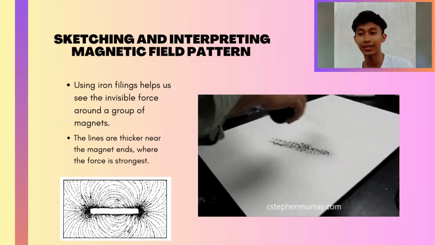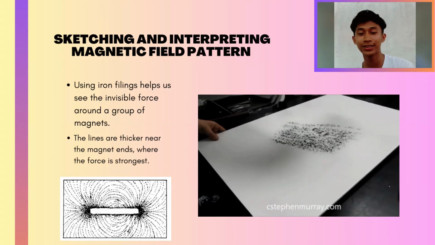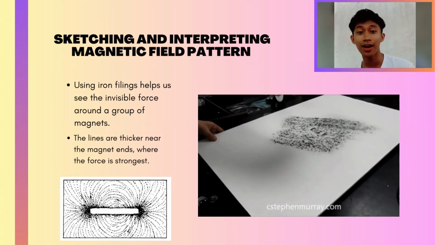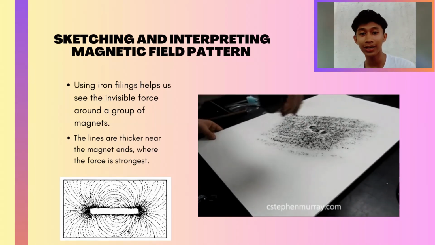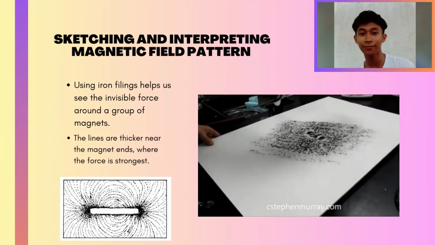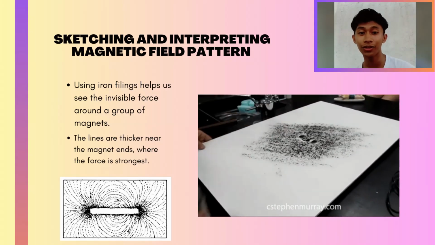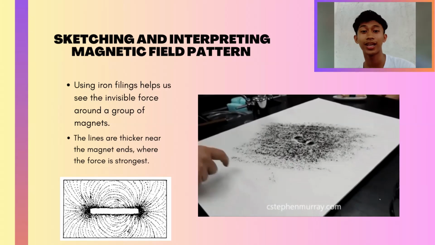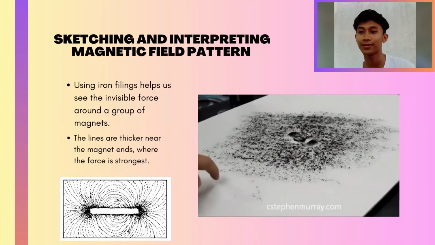Then, the lines are thicker near the magnet's ends where the force is stronger. So, it means that on North Pole and on South Pole part, there is a stronger magnetic field. Yun yung tatandaan natin or yung pinaka-keynotes natin dito sa magnetic force and magnetic field lines.